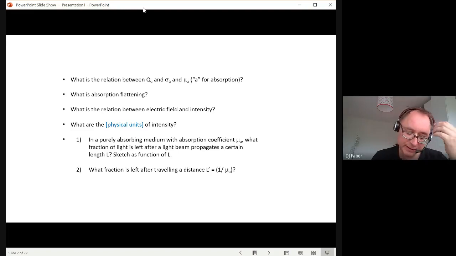But that already touches on the second question. What is absorption flattening? And I'm sorry, I just realized that I used the term pigment packing in the previous presentation, and not absorption flattening so much. But that is what I meant. Can someone explain what this process or this effect of absorption flattening, pigment packing, is?